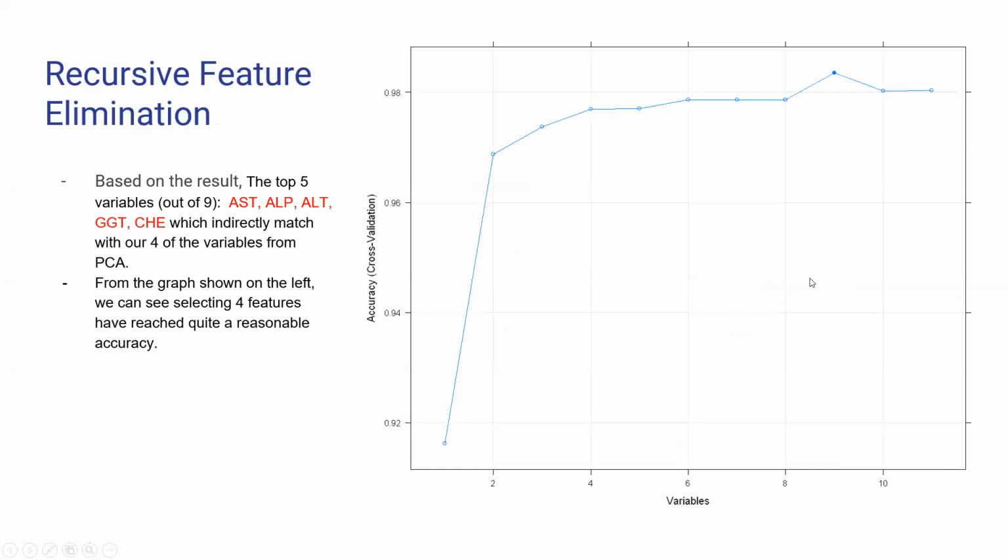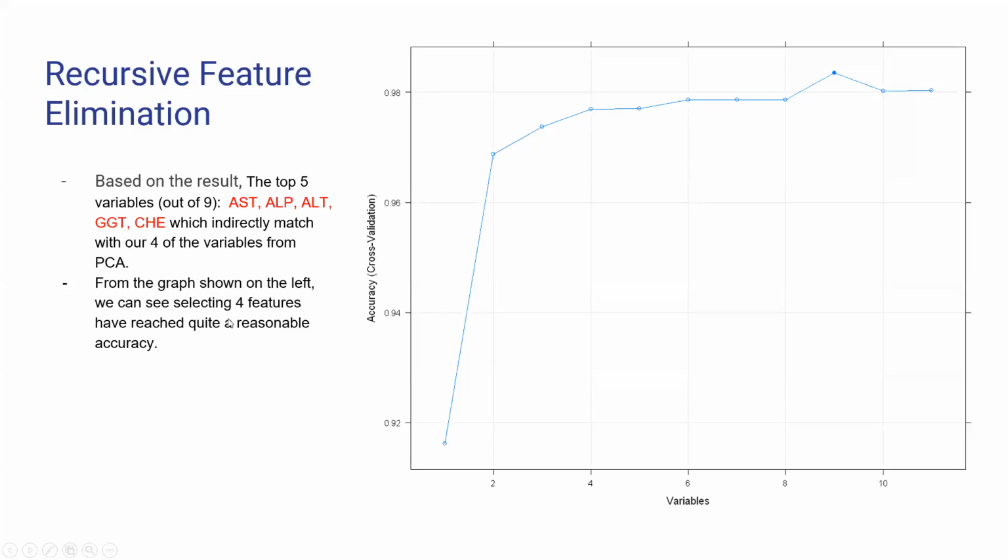And then also, yes, we applied this recursive feature elimination, which is some sort of feature selection method to fit a model and also remove the least important variable. So from the result itself, we found out that the same variables appear for the AST, ALP, ALT, and GGT, but not CHE, of course. So this feature selection indirectly matches with the result. That means possibly they are actually important.